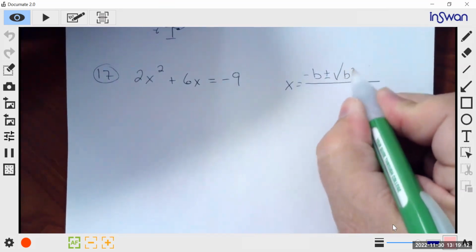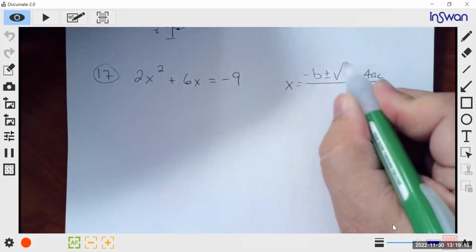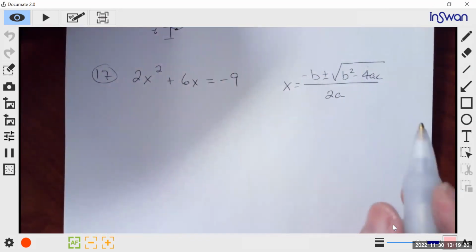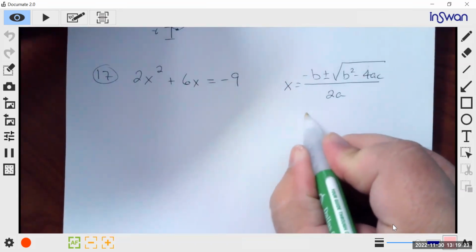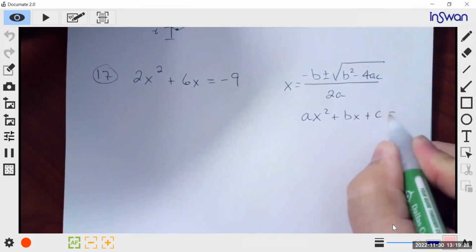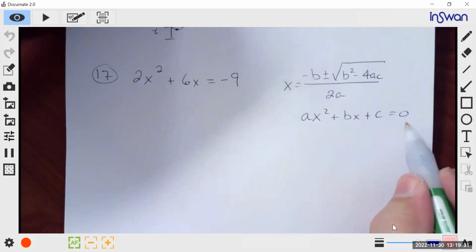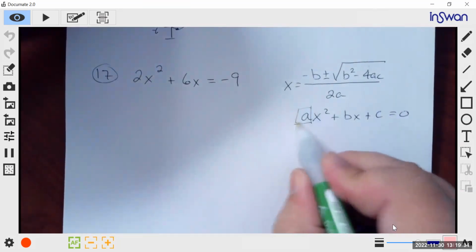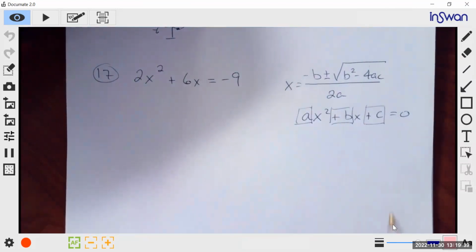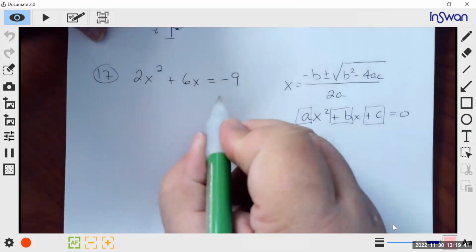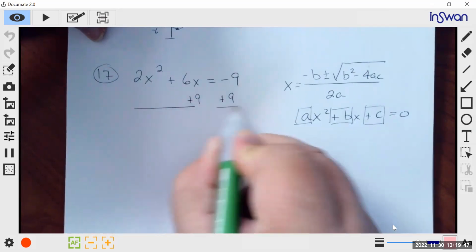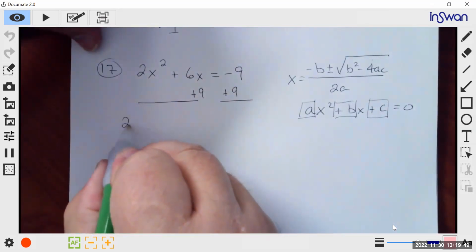Negative b plus or minus the square root of b squared minus 4ac, over 2a. And we're using ax squared plus bx plus c equals 0. So it has to be equal to 0 first. And then the a, b, c's are simply what's in front of the x's and the constant. We have to move the 9 over first.